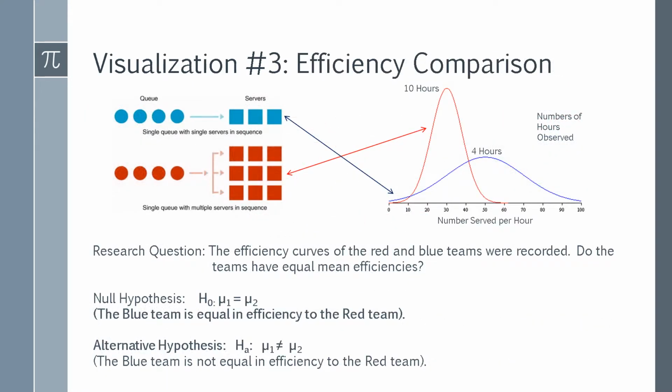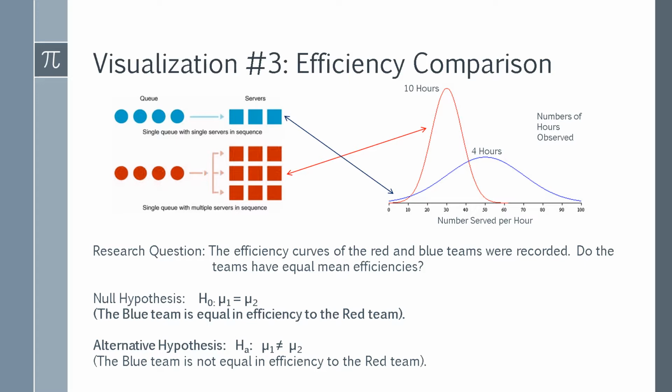Visualization number three, efficiency comparison. We're comparing two scales of efficiency. The research question is: the efficiency curves of the red and blue teams were recorded. Do the teams have equal mean efficiencies? So the null hypothesis can be written as one equaling the other: the efficiency of the blue team is equal to the efficiency of the red team. The alternative is that the blue team is not equal to the efficiency of the red team.